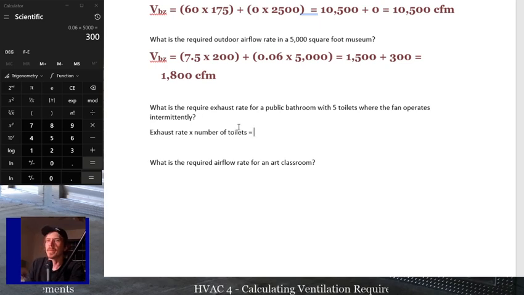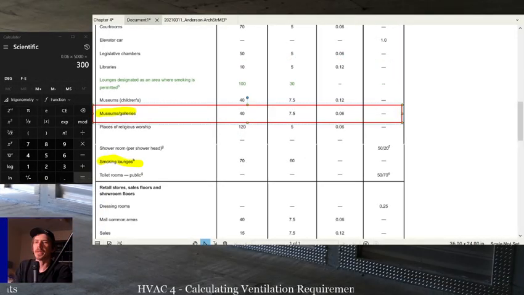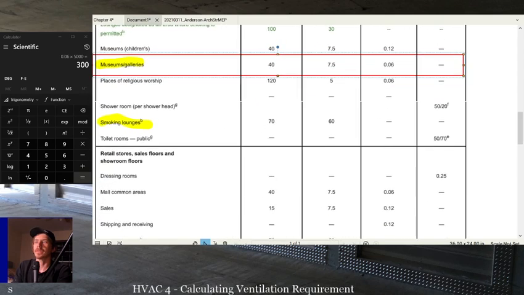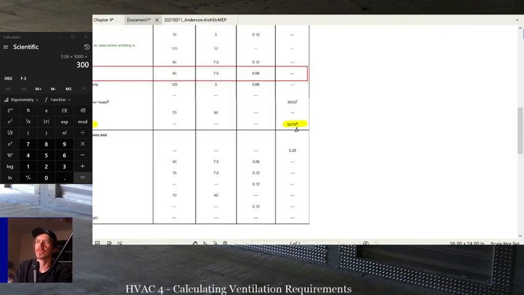So for any public bathroom, to figure out the exhaust rate required, you're just going to need to know the number of toilets or urinals and the exhaust rate for those bathrooms. Okay, so if we go back to our table real quick, we need to find a public bathroom. There's a lot of them here. All right, there's one right here in our public spaces, toilet rooms, public, and there's our rate, 50/70.